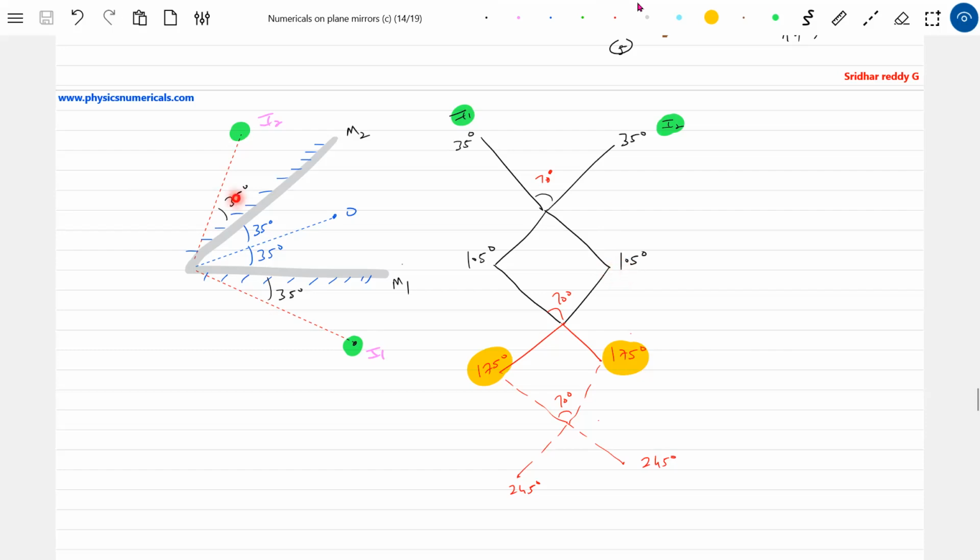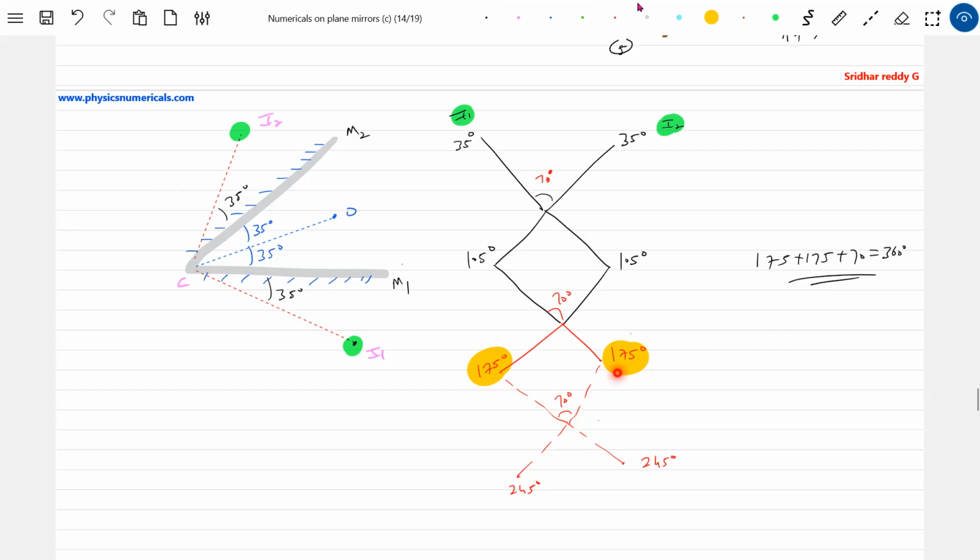Similarly, what is the angle between the line joining the I2 and center C with mirror M1? 105 degrees. So the image should be at 105 degrees. Here 105. Again that I1 to I2 will become virtual object for M1, M2. Again, they'll form an image here. Okay, now let's count this 175 plus 175 plus 70. I'm interested in this. Anybody, value? This will be 360. No. How many images? 1, 2, 3, 4, 5, 6.